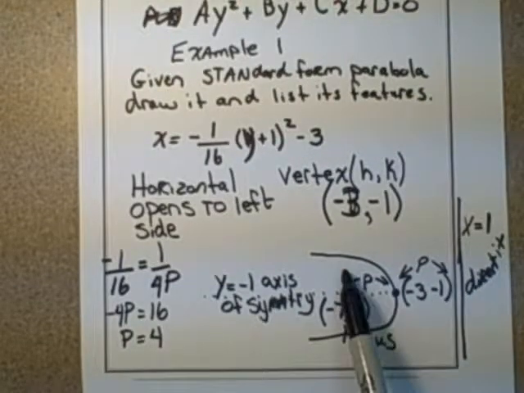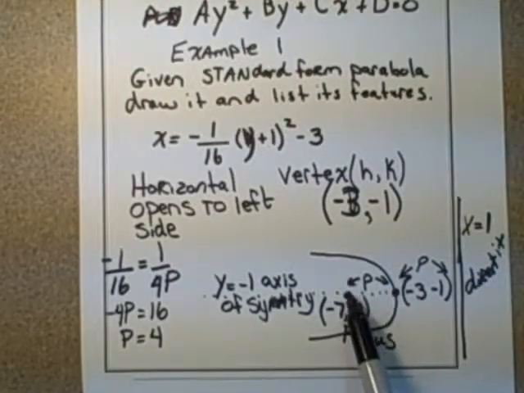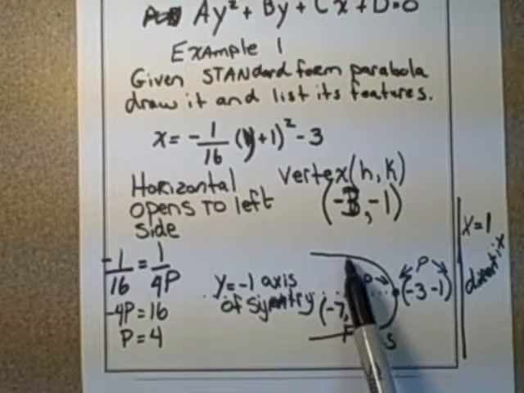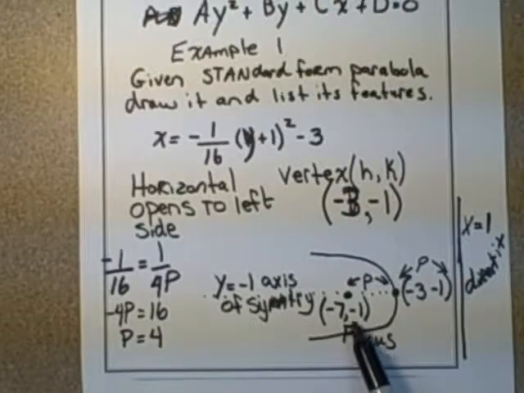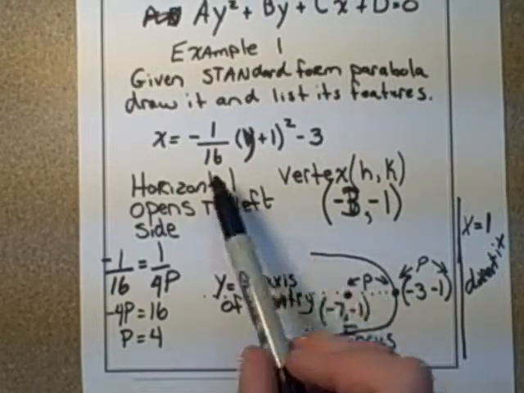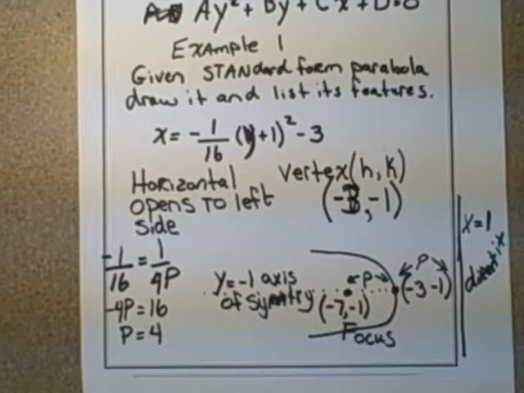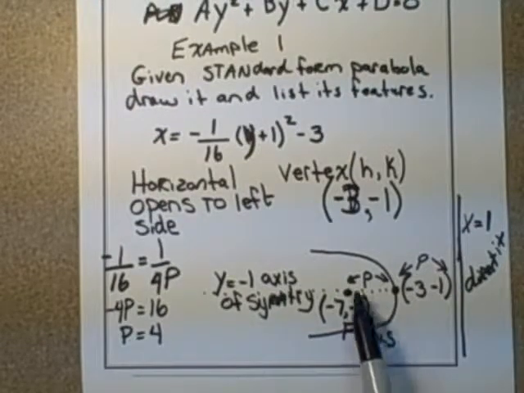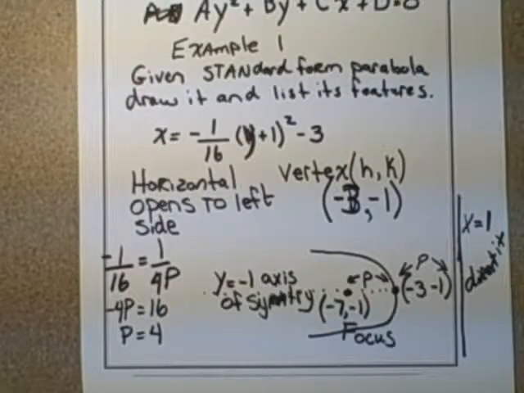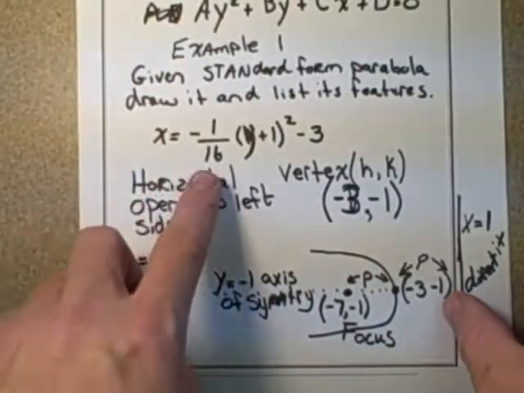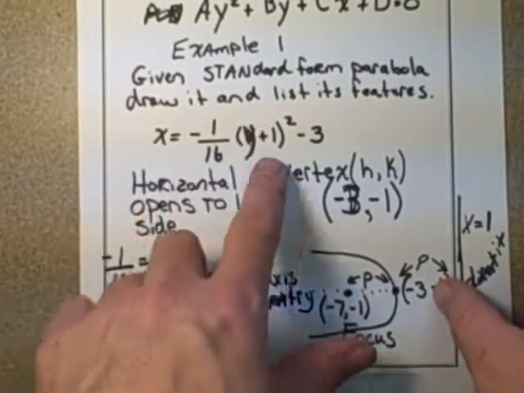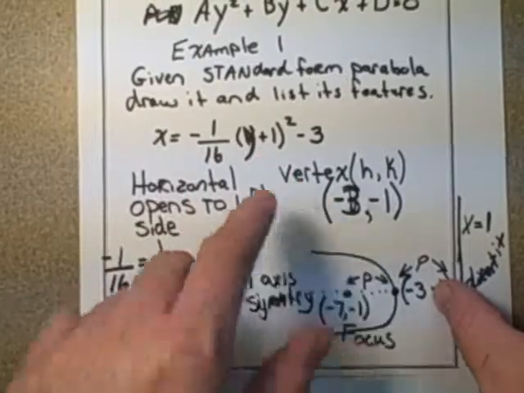The only other thing we could find is the length of the latus rectum. Remember the length of the latus rectum? It's got 2p going this way and 2p going this way. So 4p, so the latus rectum is 16, which makes sense because that's what that is. So the latus rectum is actually 16 long. And that would be how you go about finding all the characteristics of a parabola given that you started out in this standard form.